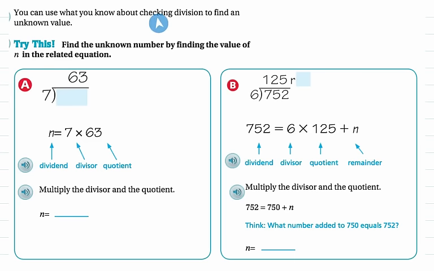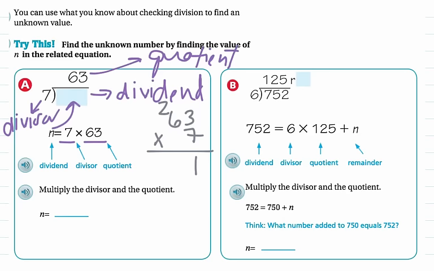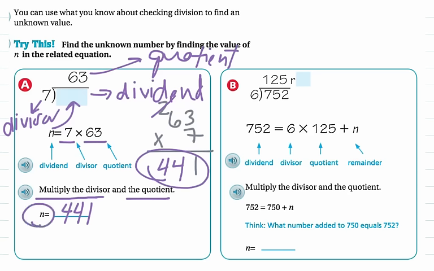Students, you can also use what you know about checking division to find an unknown value. Try this. Find the unknown number by finding the value of n in the related equation. So in this particular example, we don't know what the dividend is, but we do know what the quotient is, and we do know what the divisor is. So if we multiply the quotient by the divisor, we can get this number here, which is the dividend. So 3 times 7 is 21. We regroup the 2. 6 times 7 is 42, plus the regroup 2 is 44. So it says to multiply the divisor by the quotient, which we did, and we got the answer of 441 as our unknown. And this is what we are solving for, which was n.